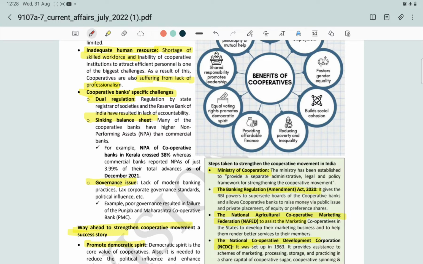of modern banking practices, lack of corporate governance standards, political influence. So these are some governance issues in cooperative banks. And a recent example, the poor governance resulted in failure of the Punjab and Maharashtra Cooperative Bank, PMC.